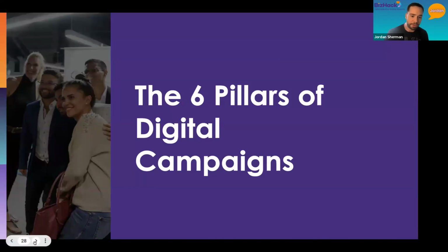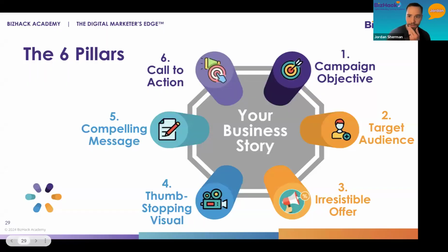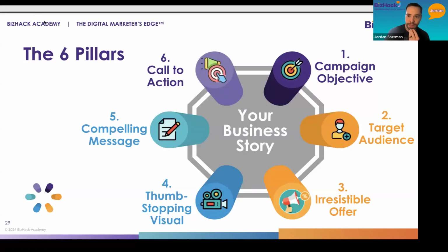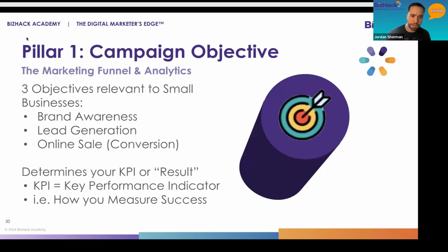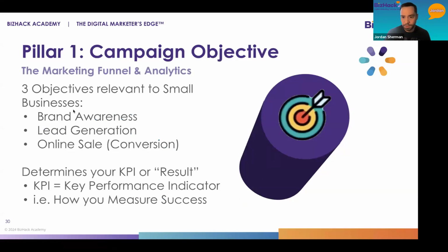Every good digital campaign is going to have 6 pillars. You can see them here. They range from your campaign objective all the way down to your target audience. These are a pair that we've been working on: the irresistible offer, thumb-stopping visual, compelling message, and then eventually the call to action as well. Each pillar is important in and of its own. It has its own strengths to help prop up your digital campaign. Think about these as 6 columns. Your campaign is resting on top of them, and it takes all 6 columns to prop up a really, really good digital campaign.